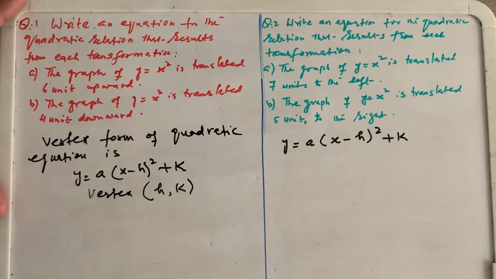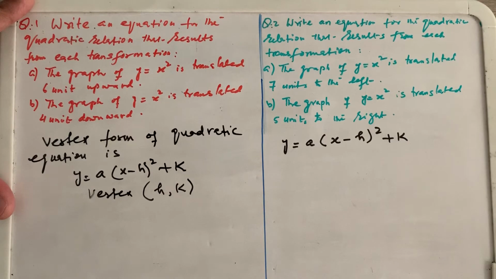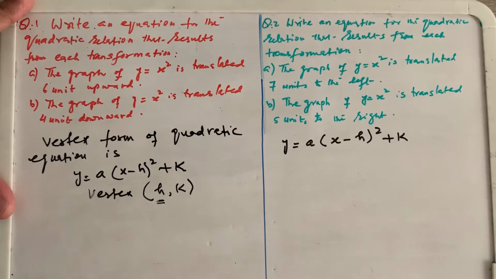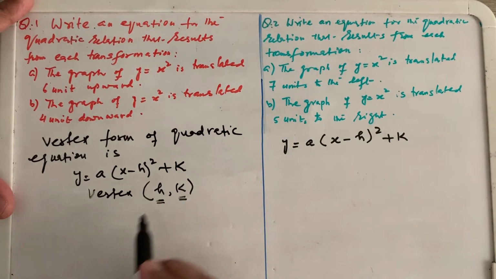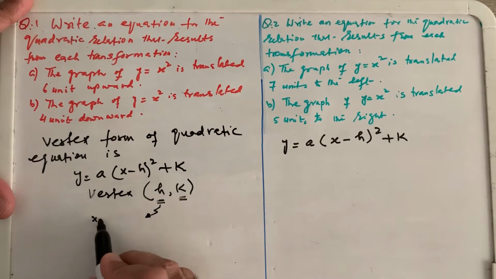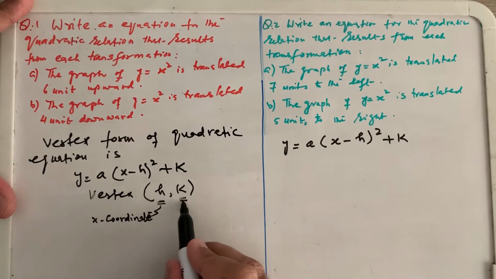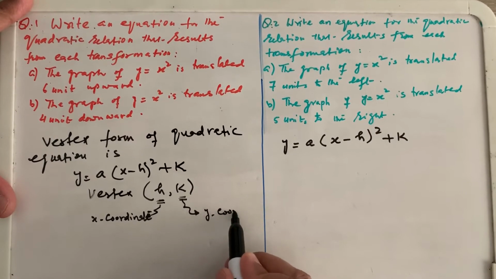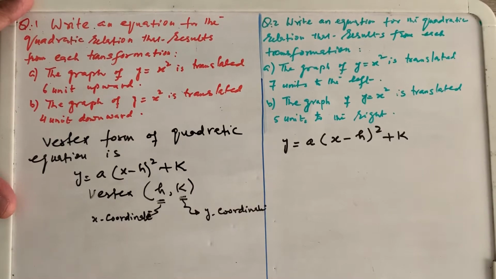So the vertex form of a quadratic is y equals a times (x minus h) whole squared plus k, where the vertex is (h, k). h is the x coordinate of the vertex, always remember that, and k is the y coordinate of the vertex. If you remember these two points, you can easily solve these two questions, right?